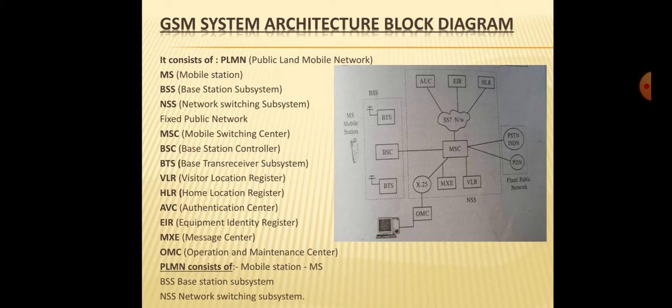So this PLMN, the public land mobile network we are seeing now, what all is it consisting of? The first block you can see is your mobile station. Mobile station means your cell phone, okay. The next one is BSS, base station subsystem. Beside that mobile, you are seeing one block, that is BSS. The next one is NSS, network switching subsystem. Beside that, the main block in the center, that is network switching subsystem, and last is the fixed public network, okay.